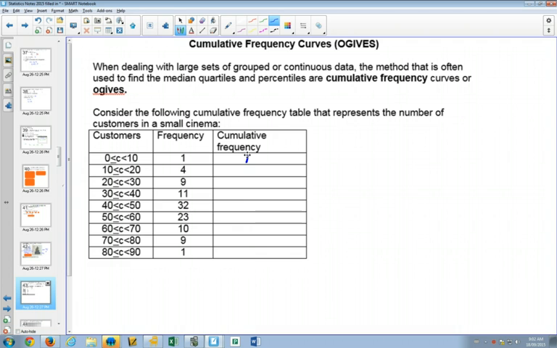And so now our cumulative frequency would be 5, because we just add the 1 plus 4 more. And now we add 9 more, so our cumulative frequency is 14. Add 11 more, and we're at 25. Add 32 more, and we're at 57. Add 23 more, and we are at 80, then 90, then 99, and finally 100.